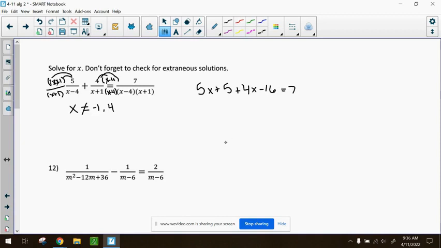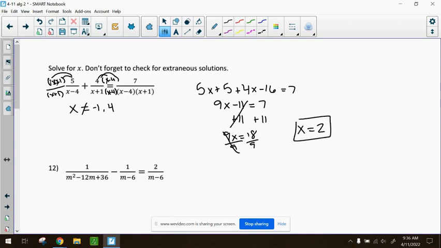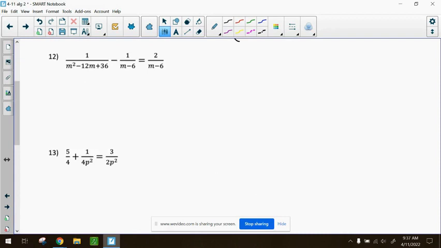equals 7. On the left side, we can combine like terms and make it 9x minus 11 equals 7. And to solve, we're going to add 11, divide by 9. So x is equal to 2. I know that's a solution that will count because it does not match anything in my restrictions list. In number 12, again, we are solving here. This part I do have to factor, however.